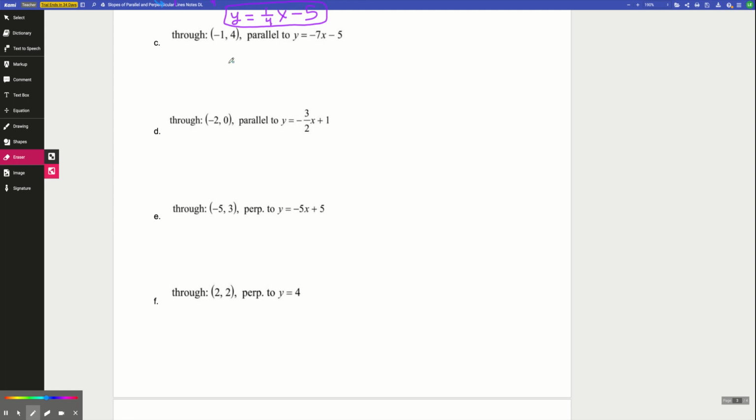Let's try this one out. I have my point, negative 1, 4, so that's x1 and y1. And this new line has to be parallel to y equals negative 7x minus 5. So remember, I'm just pulling out the slope of this original line.